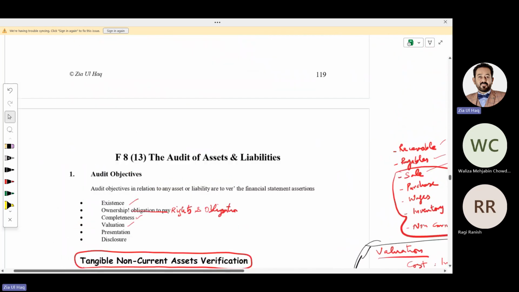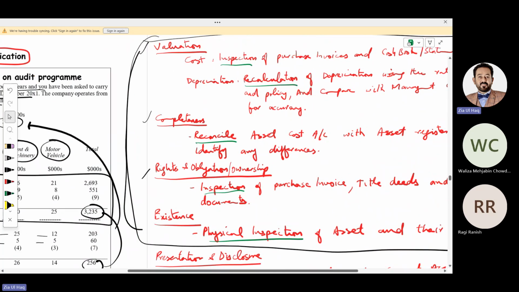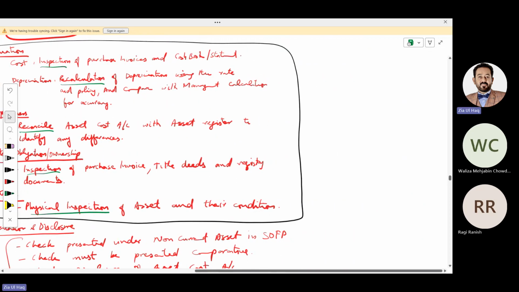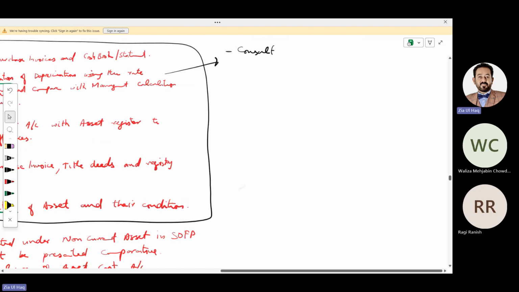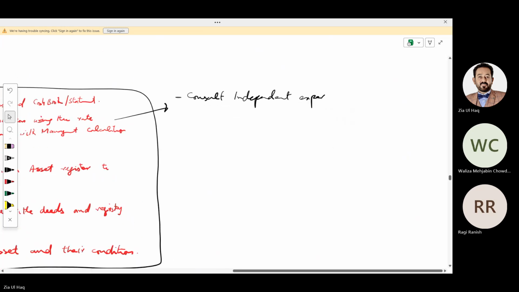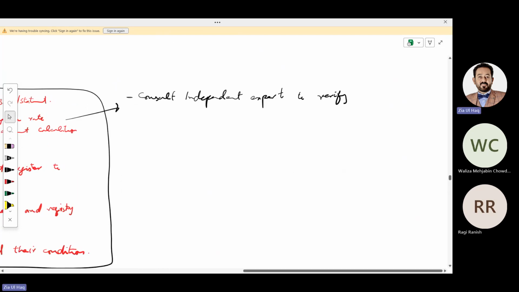How to verify non-current assets? What are the substantive procedures to verify non-current assets? What could be the other procedures to verify depreciation? Instead of recalculating depreciation using the rate and policy, consult an independent expert to verify the useful life of the asset.